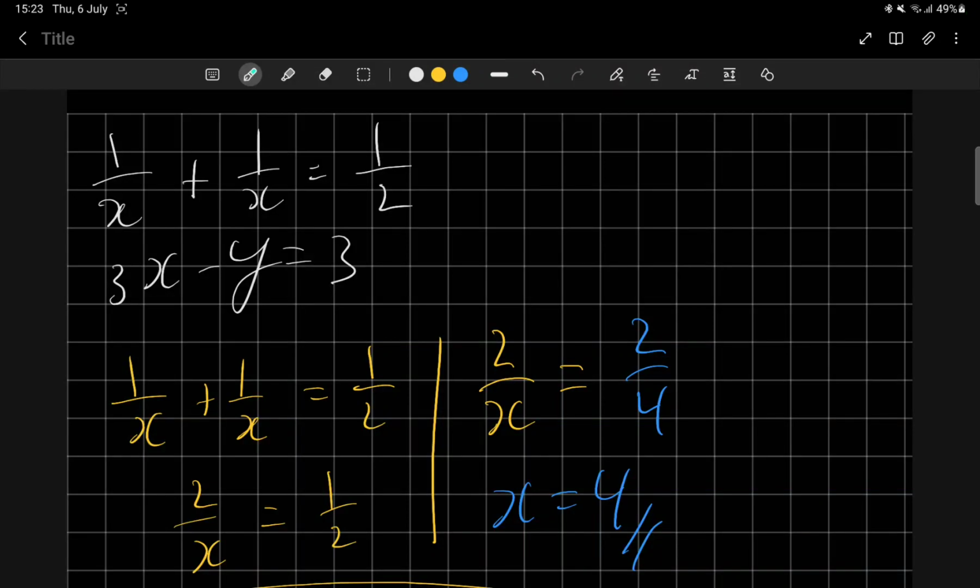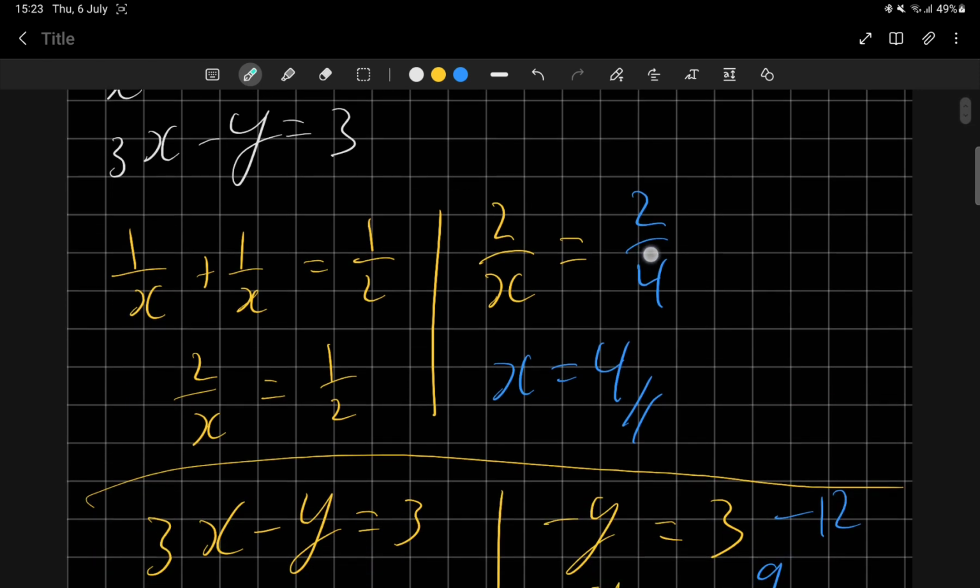Alrighty. From the questions that you showed me, all of them are quite simple except for the last one. So let's just go through it one at a time. The first one that they gave you is 1 over x plus 1 over x equals a half, and 3x minus y equals 3.